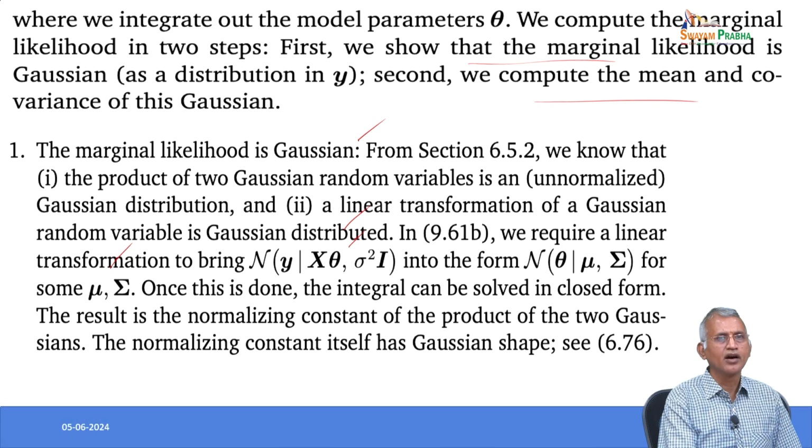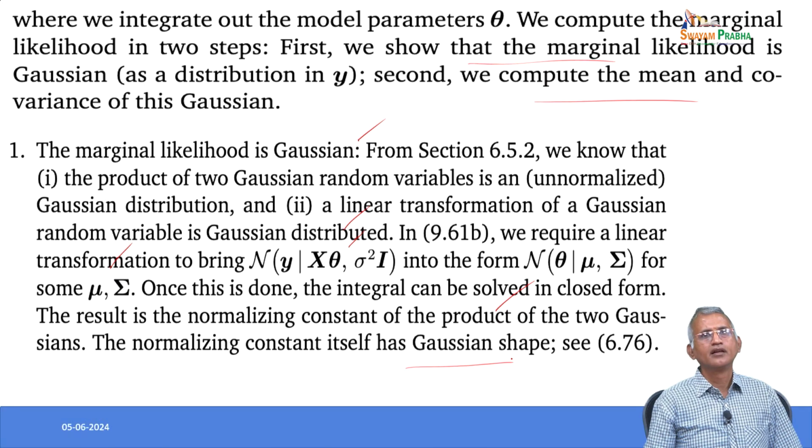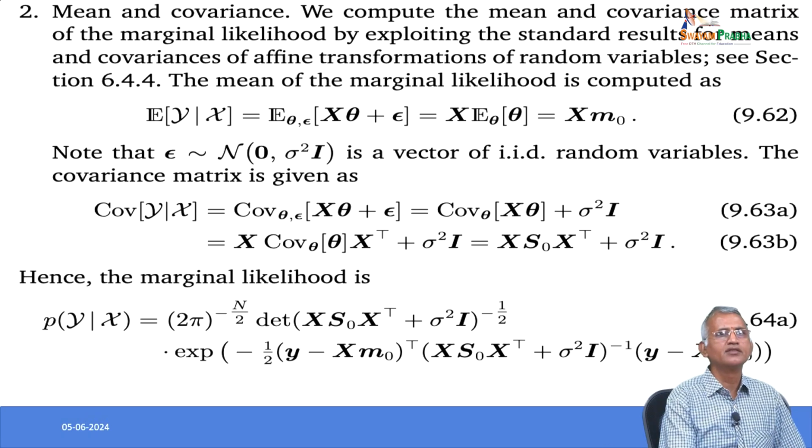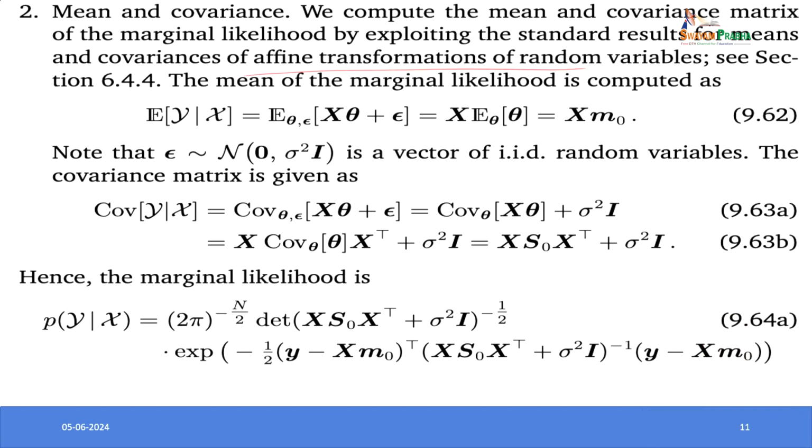So, the result is a normalizing constant of the product of the two Gaussians. The normalizing constant itself has a Gaussian shape. See equation 7.6. And then the mean and covariance: we compute the mean and covariance matrix for the marginal likelihood by exploiting the standard result for means and covariances of affine transformations of random variables. We have to see that section.